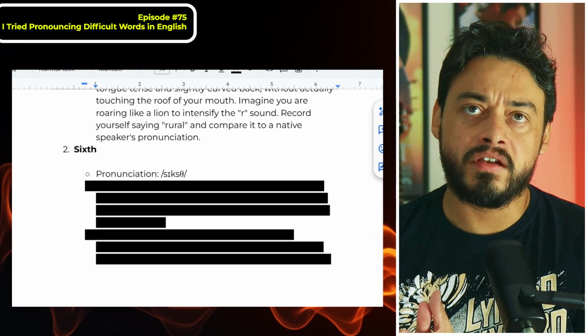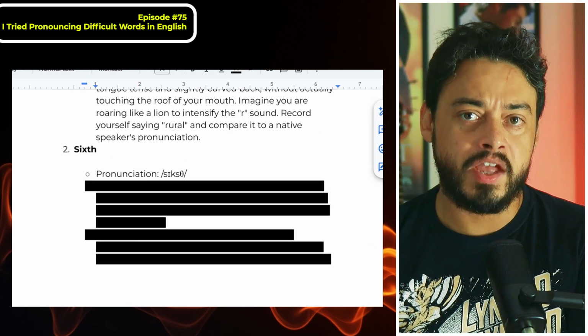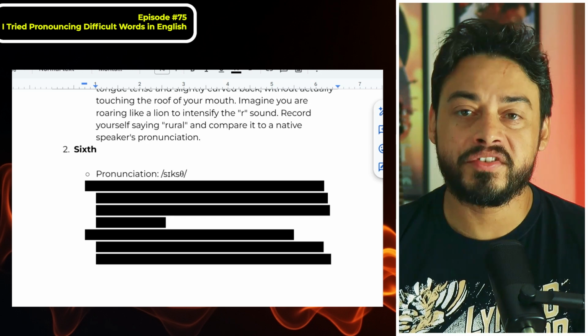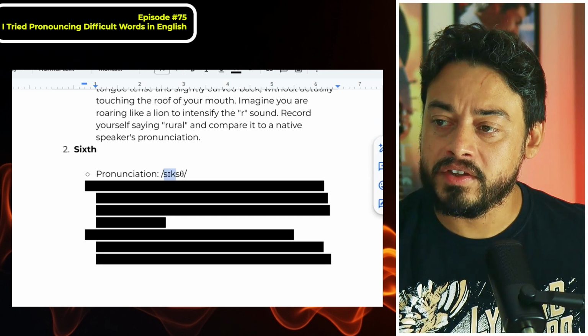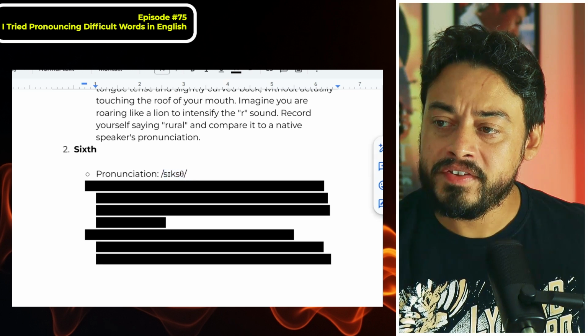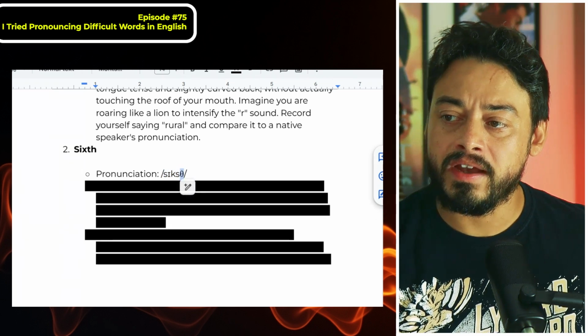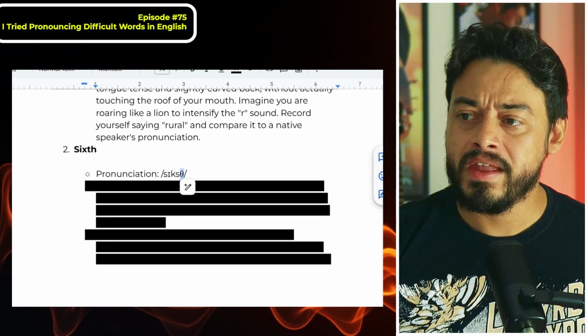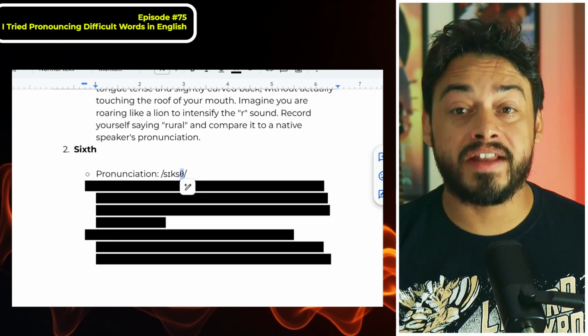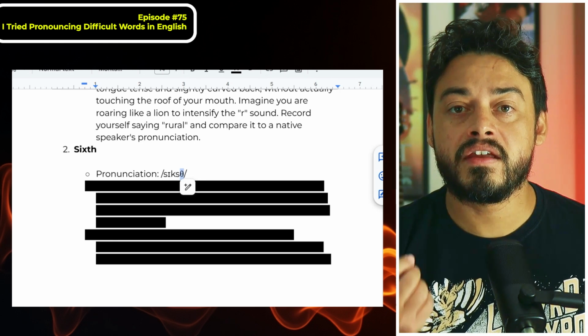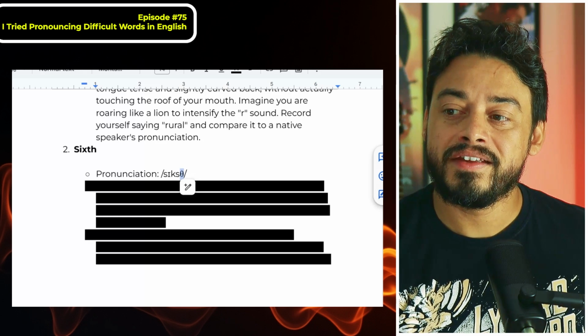The next word is the word sixth. This is the ordinal variation for the cardinal number 6, right? So here are the phonetics, as you can see. And this symbol right here, which looks like a 0 almost, this indicates it's a TH sound, the voiceless TH. So we say sixth, all right?